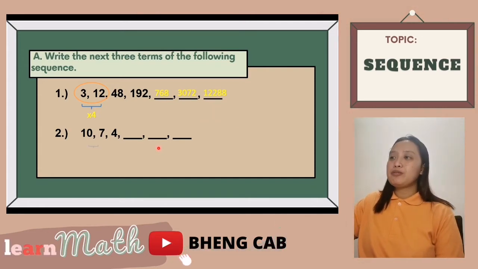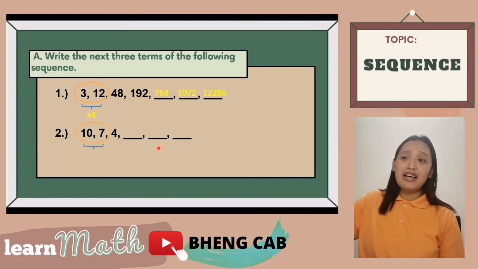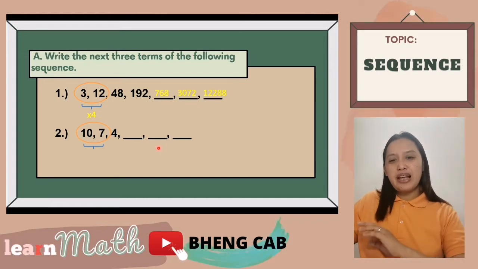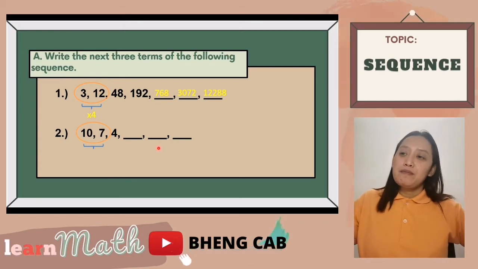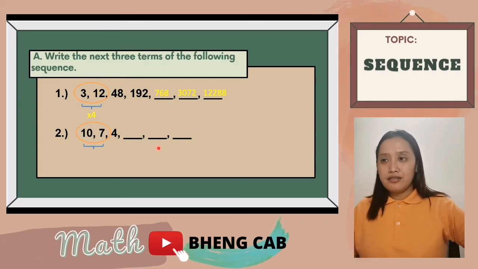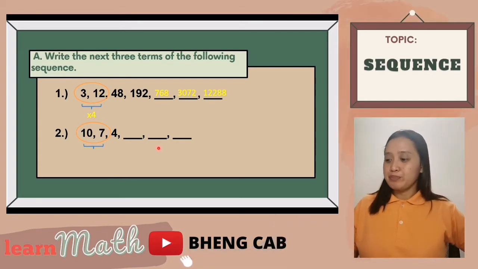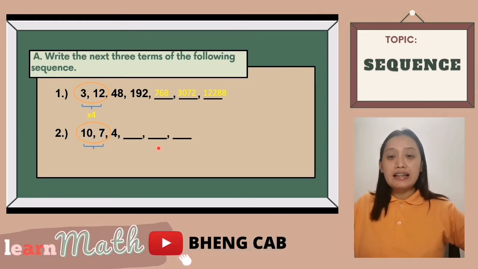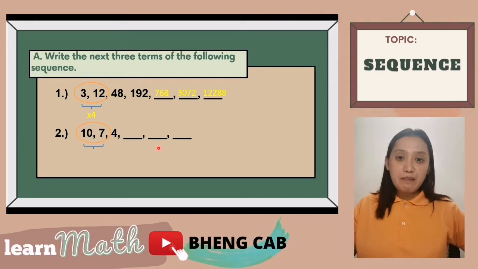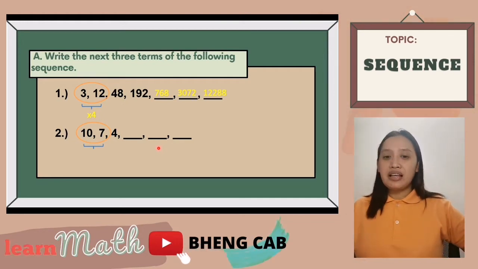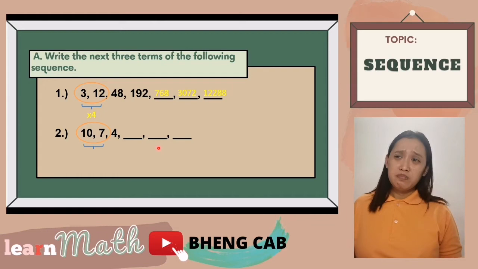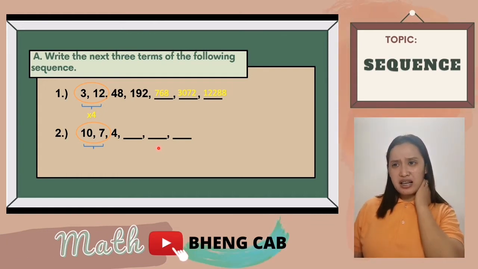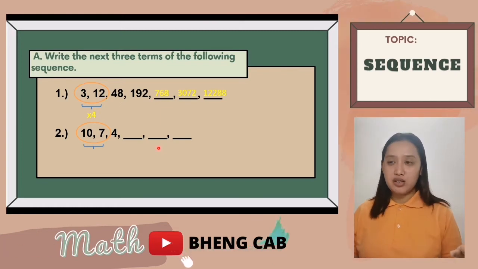Sa example number 2 naman, meron tayong 10, 7, 4. So, tatlo lang. Ibig sabihin, dalawang trial lang. Pwede na. Then, we can get the 4th term, 5th term, and 6th term. Sa 10, 7, 4, ang trend naman ng ating values ay pababa. So, nagdi-decrease siya. Possibly, nagsasubtract tayo o kaya naman nagdi-divide tayo. But in this case, I doubt that we can have division.